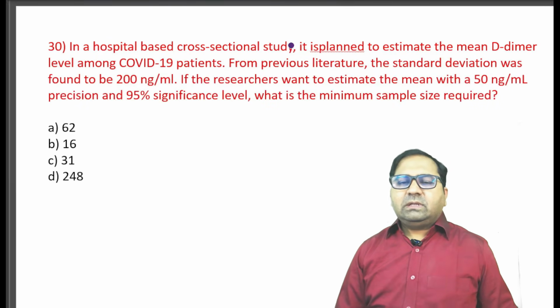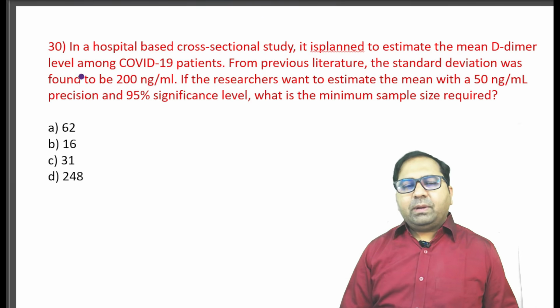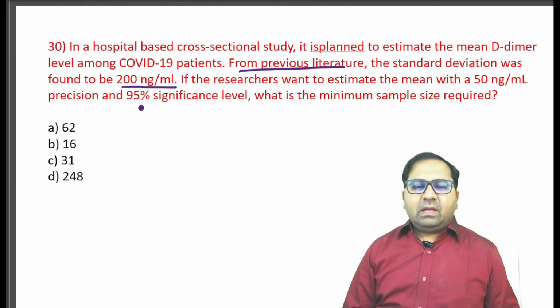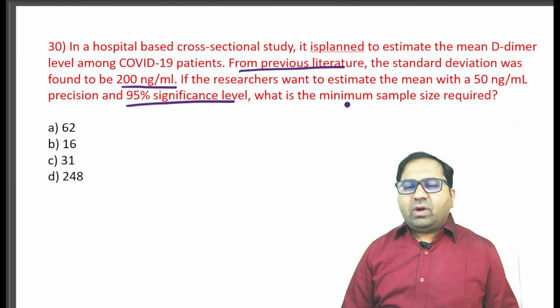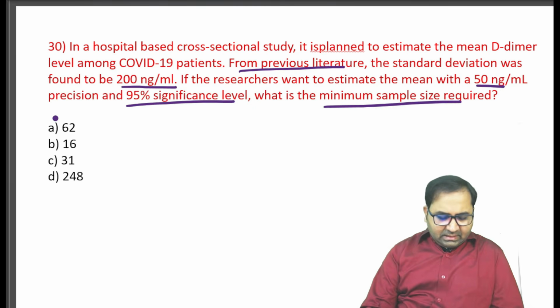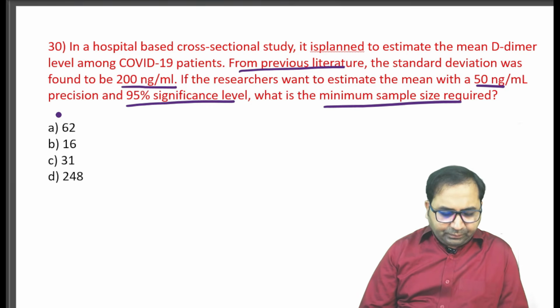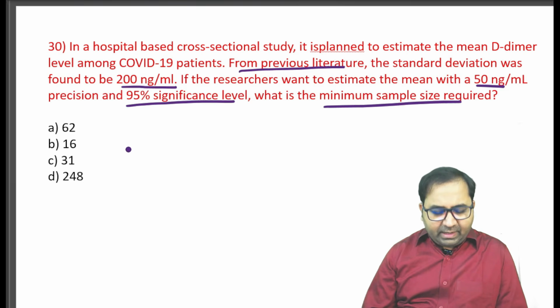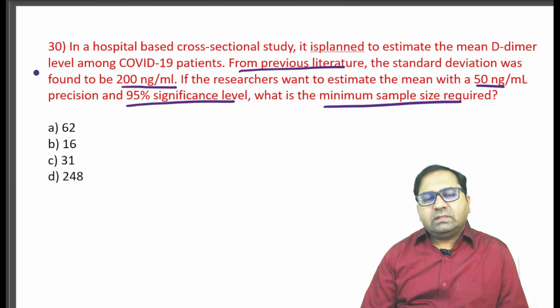In a hospital-based cross-sectional study, it is planned to estimate the mean D-dimer levels among the COVID-19 patients. From the previous literature, the standard deviation was found to be 200 nanogram per ml. If the researchers want to estimate the mean with a 15 nanogram per ml precision and 95% significance level, what is the minimum sample size requirement? The options they gave are A 62, B 16, C 31, or D 248. The answer for this question is A, 62.